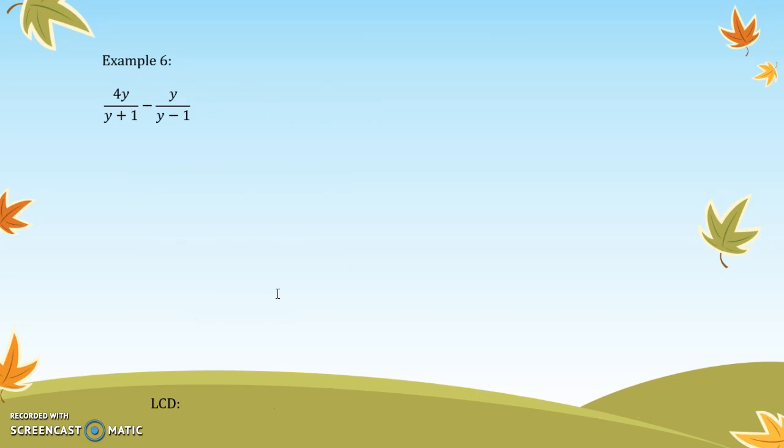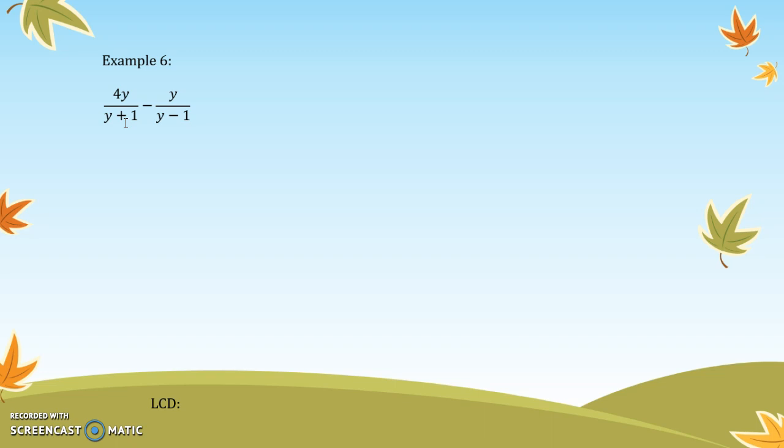Our sixth example, I've got 4y over y plus 1 minus y over y minus 1. Notice here that we're not able to factor our denominators. They're just individually different. And I can't force something by adding 2 to both sides on the right here because negative 1 plus 2 is positive 1. We can't do that. We have to multiply by something.